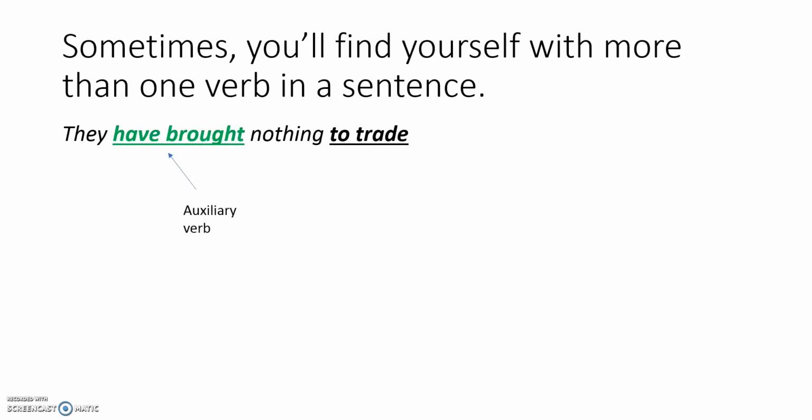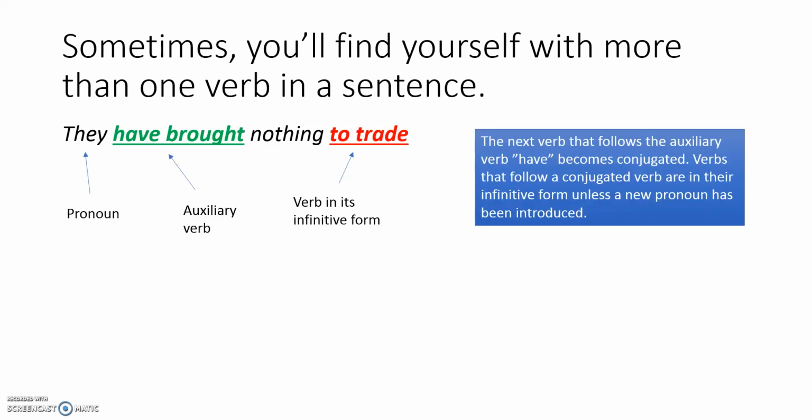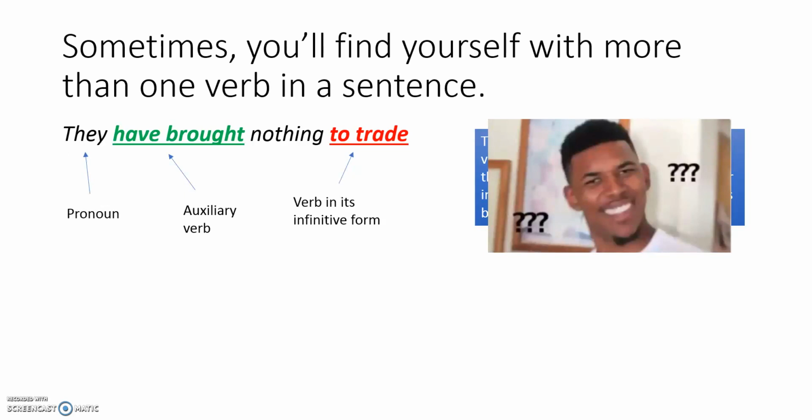The auxiliary verb have, in this case, always needs to be together with the main verb. Since we haven't introduced a new pronoun after they, the next verb needs to be in the infinitive. The next verb that follows the auxiliary verb have becomes conjugated. Verbs that follow a conjugated verb are in their infinitive form unless a new pronoun has been introduced. I understand. It might all sound like Greek to you, but let's take a look at what options we have.